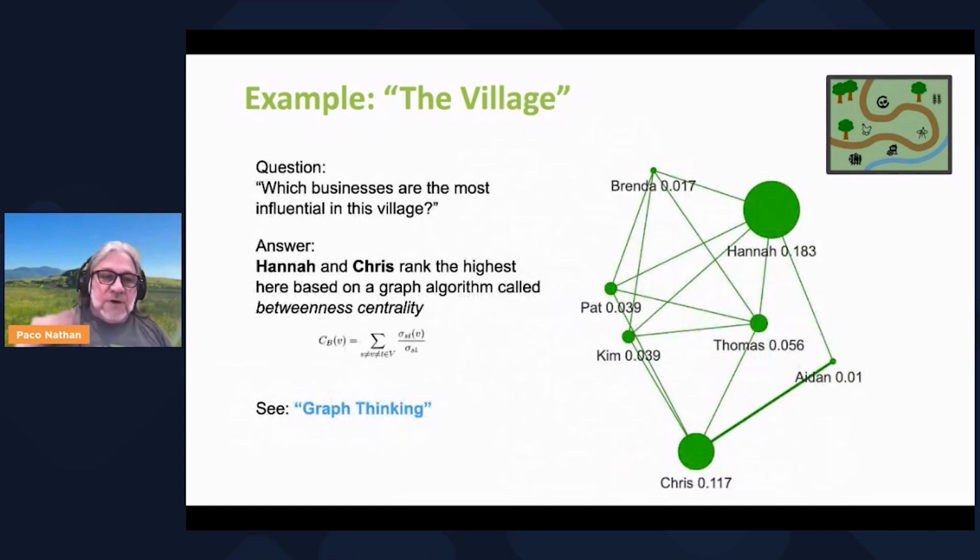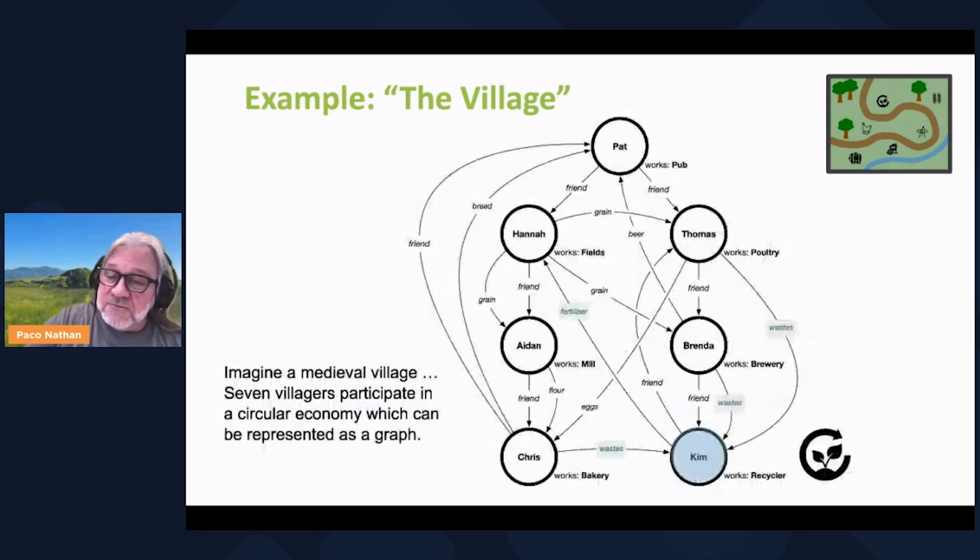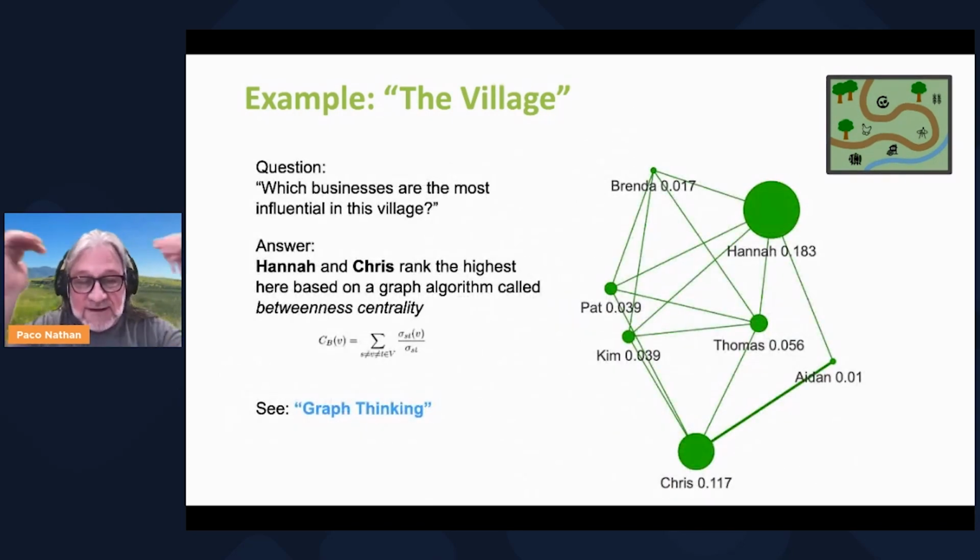Now, using that kind of graph representation, you might come in and do some data science work. Like, for instance, which business is most influential? When I've shown this example to business people, a lot of them immediately point to Hannah and say, oh, she's going to make a killing. And actually, if you run a graph algorithm called betweenness centrality, it shows that Hannah has the highest rank.